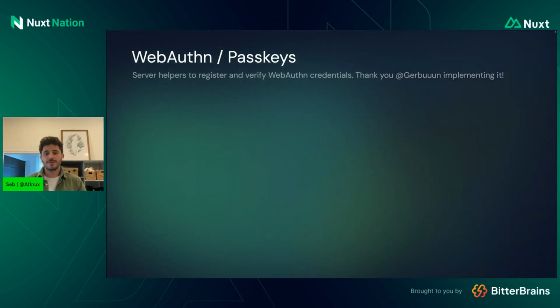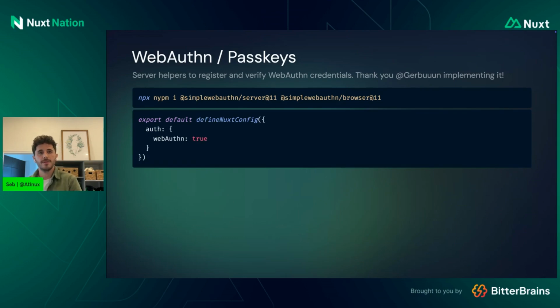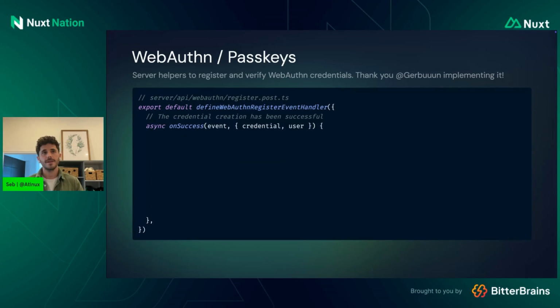Nuxt Auth Utils also adds support for the WebAuthn standard to add passwordless authentication. I would like to thank Gerben Mulder for implementing this feature because it was not an easy one. So how does it work? First, you install the peer dependencies, which are SimpleWebAuthn server and SimpleWebAuthn browser. Then you enable the WebAuthn option in your Nuxt config. So this will add the Vue composable and server utils to your application.